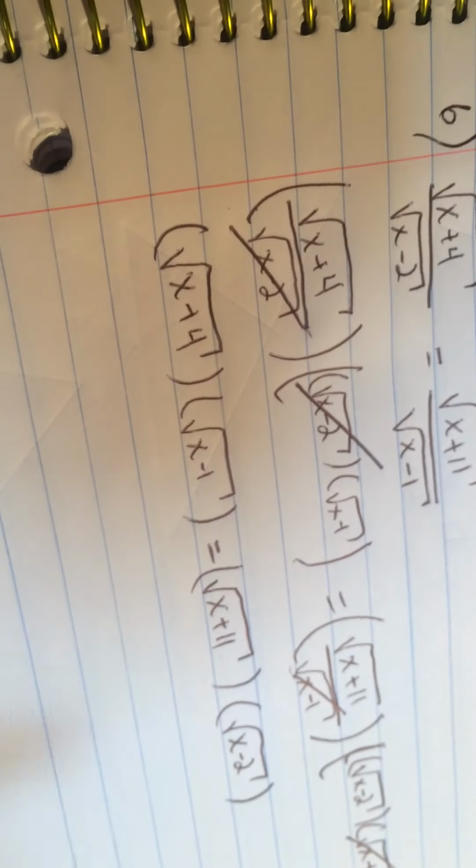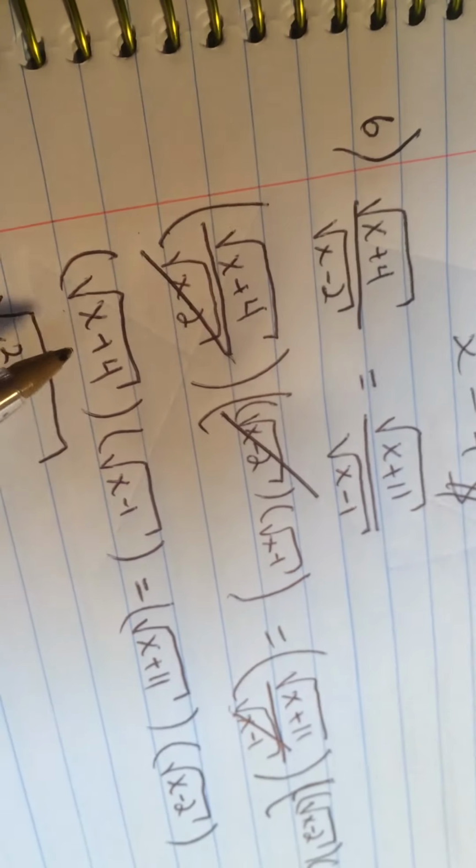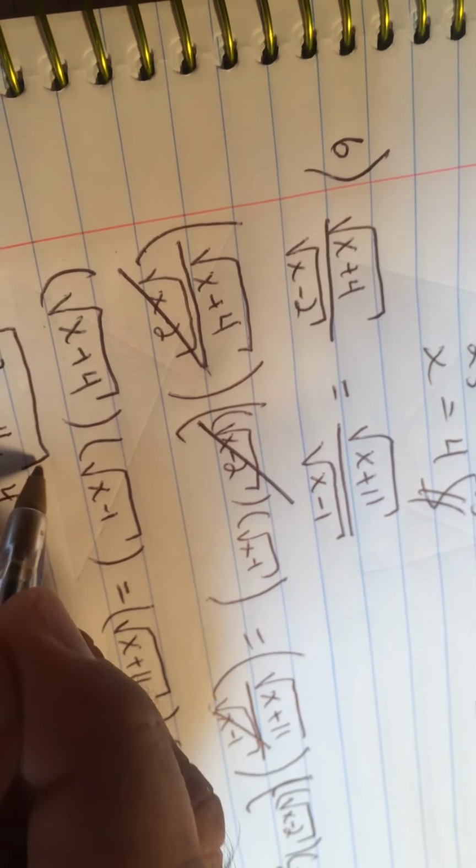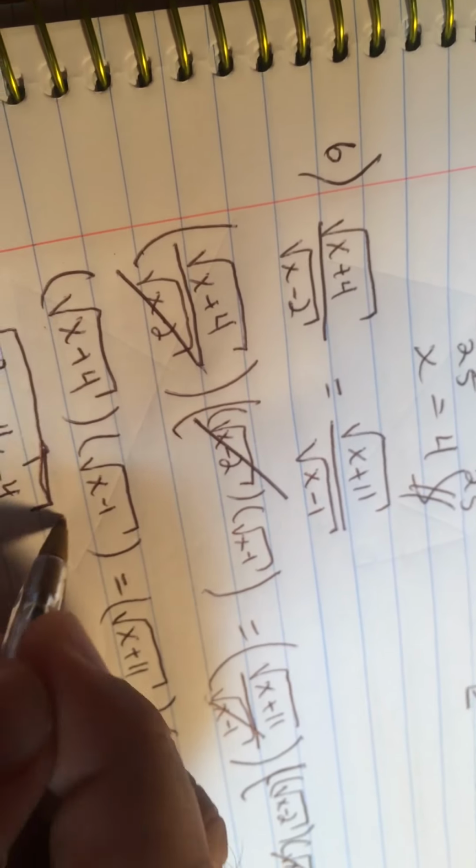What do we do now? We start to simplify. X times x, and remember, all of this is also always inside the square root. So x times x, x squared. X times minus 1, minus x. Plus 4 times x, plus 4x. And 4 times minus 1, minus 4. And this is all inside the square root. Same thing on the other side.